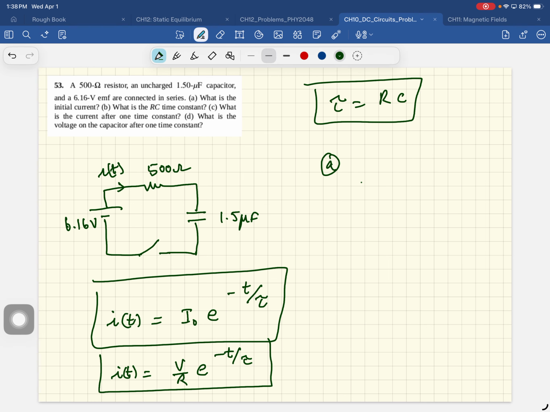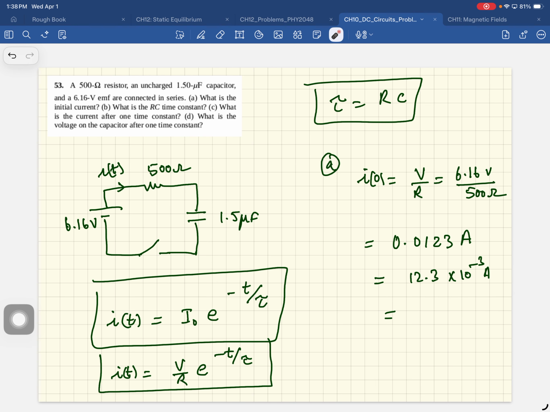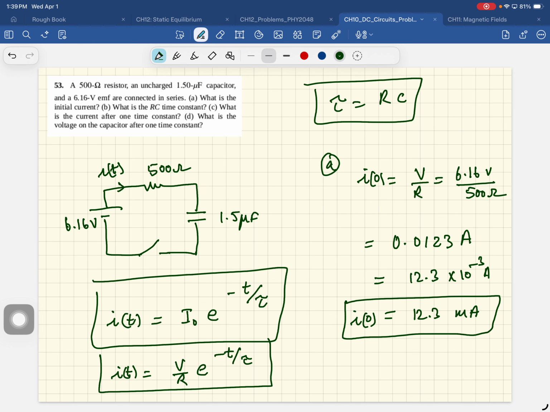So in our problem, I at 0 is V over R, which is 0.0123 amps, equal to 12.3 into 10 to the minus 3 amps. And this is milli, so 12.3 milliamps. You will measure currents like this in lab today. You'll measure milliamp currents.